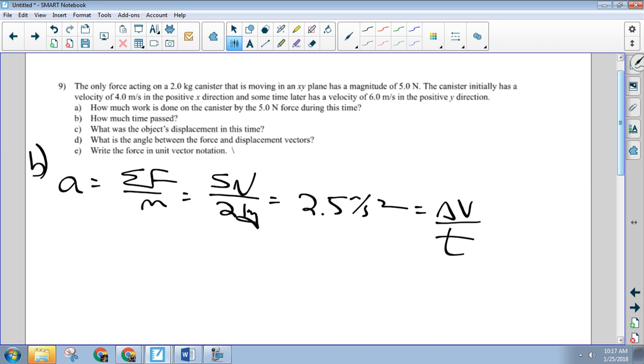Margaret, what were you going to say? Well, I was going to say that instead of doing it component by component, I just found the magnitude of the velocity change, like total. So it ended up just being 7.21. Is that just the Pythagorean theorem? Yeah.